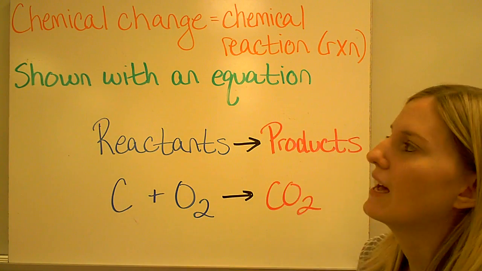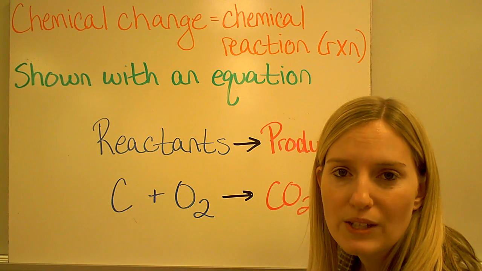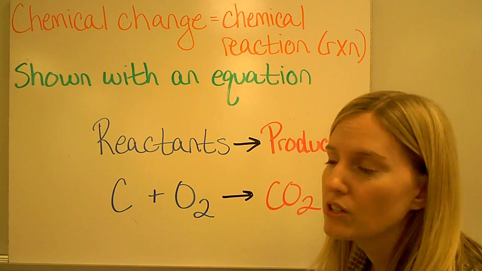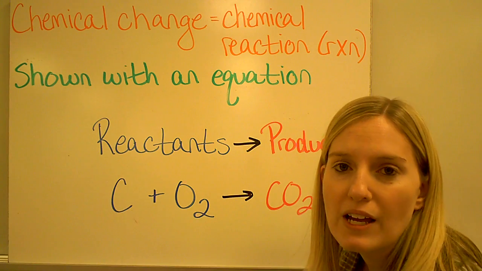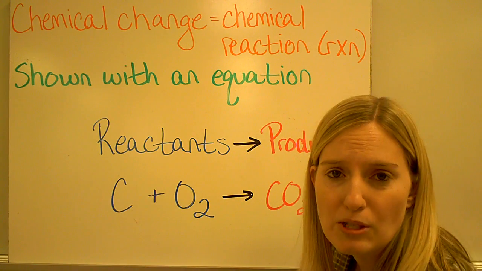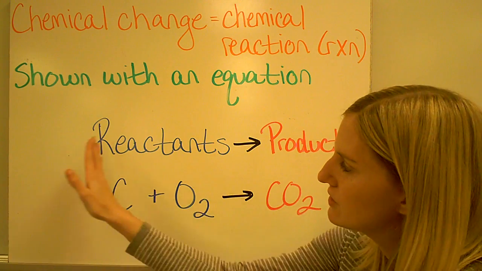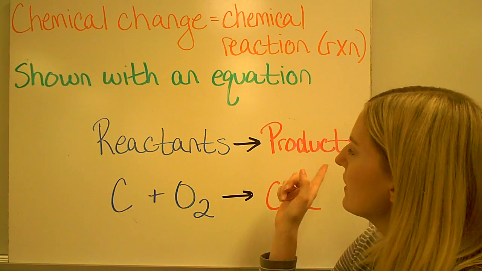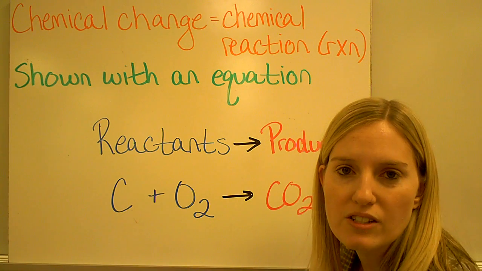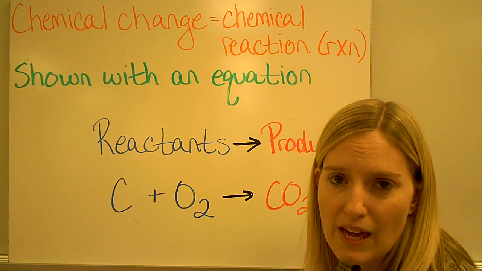We show chemical reactions with something called a chemical equation, where we write our reactants, anything that we start with, on the left side of the arrow, and on the right side of the arrow we have our products. Those are the new things that we have made.